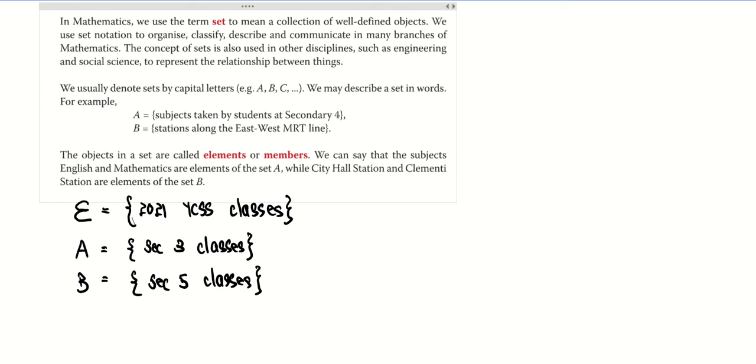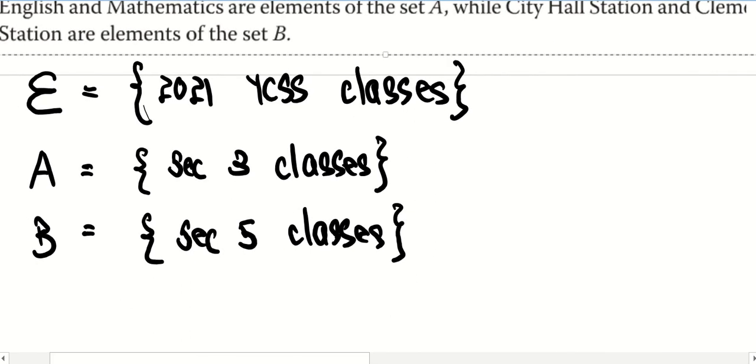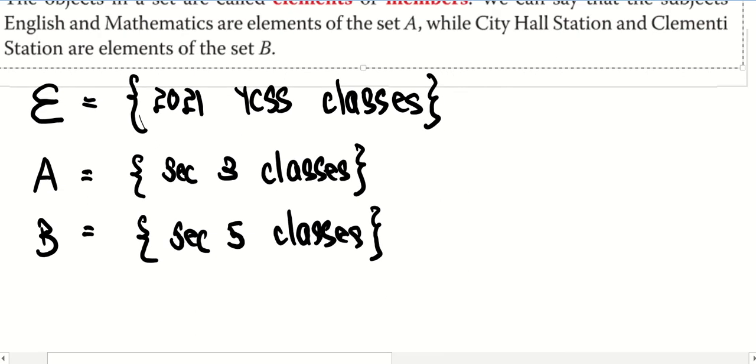Alright, so there are some keywords to take note. Set, elements, members is an element notation. Okay, I'll use this example to make use of it. Why am I using this example? Because it's more real, rather than just using the examples in the textbook. I want to use 2021 YCSS classes. Why? Because I'm still not familiar with the 2022 one. Very difficult to write. So we are more familiar with the 2021 one, so I stick to the 2021 one.